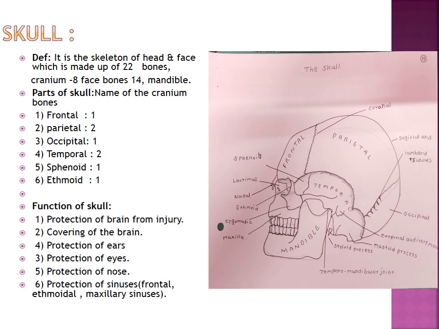So the first part is the skull. It is mainly the skeleton of the head, made of many cranial bones like frontal, parietal, occipital, temporal, sphenoid, ethmoid, and the main function of the skull is to protect the brain from injury.